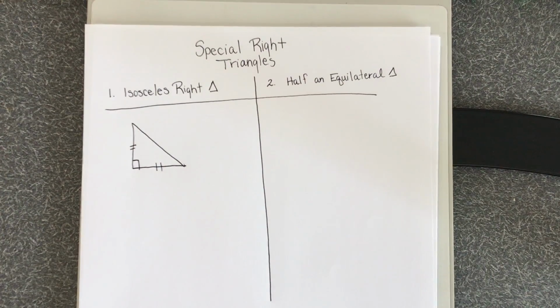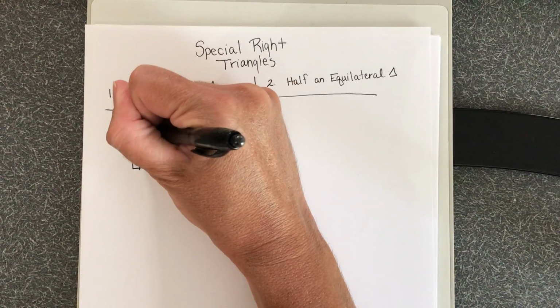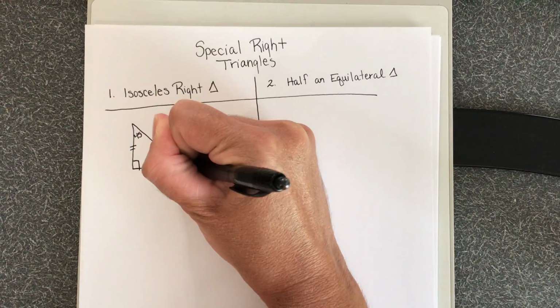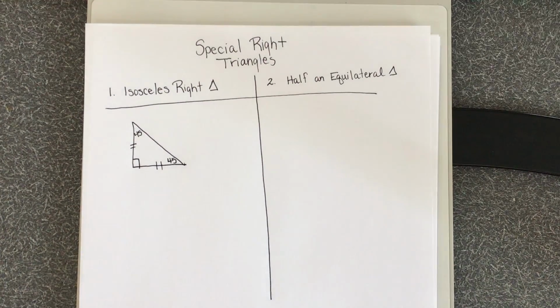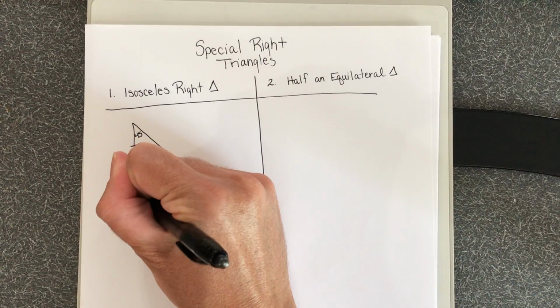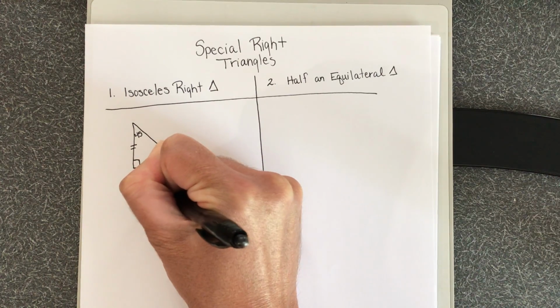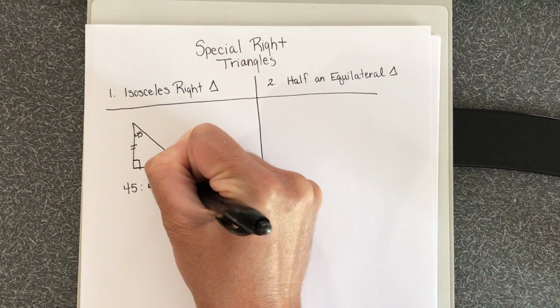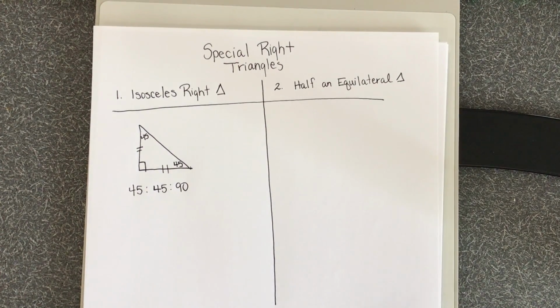So knowing what I know about right triangles and knowing what I know about an isosceles triangle, we learned that those two angles are always going to be 45 degrees. And so the ratio of the angle measures is 45, 45, 90. And then we also learned that with the ratio of the angle measures comes a ratio of the sides.